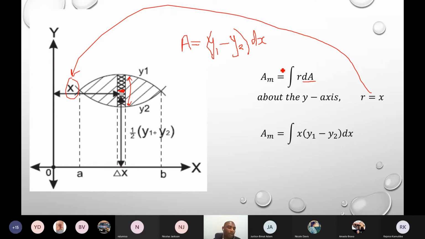So this is the formula for area moment about the y-axis if it's two graphs and the limits are in the x-axis. I'll give you a few seconds to look at it, and then I'll move to the next slide. It's still two graphs, but it will show when it's about the x-axis.